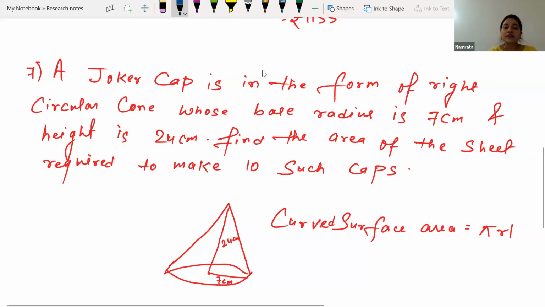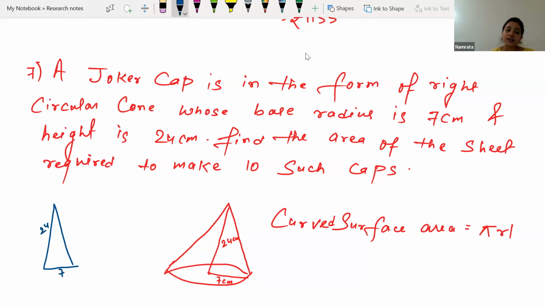Do you know how to find slant height? When we take this as a 7, this as a 24, can we find the slant height just by taking the right angle triangle? Anybody? Do you know Pythagoras theorem? Yes, ma'am. So can we say L square is equal to h square plus r square? Hypotenuse square equals base square plus height square?